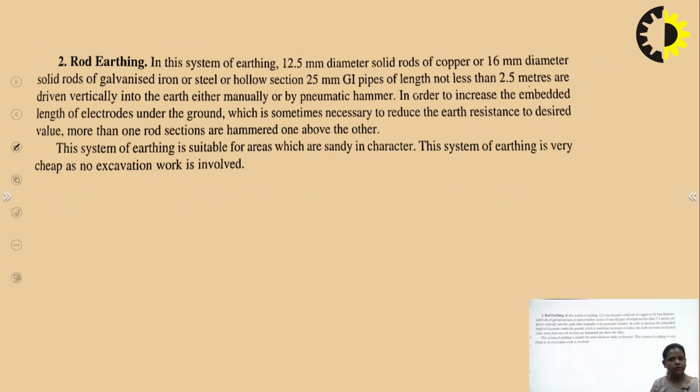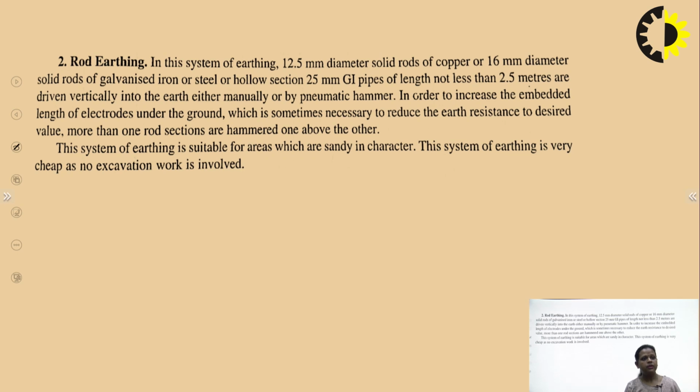Then the second type of earthing is rod earthing, and in this system of earthing, a 12.5 mm diameter solid rod of copper or 16 mm diameter solid rod of galvanized iron or steel, or hollow section 25 mm GI pipes of length not less than 2.5 meters are driven vertically into the earth either manually or by pneumatic hammer. In order to increase the embedded length of electrodes under the ground, which is sometimes necessary to reduce the earth resistance to the desired value, more than one rod section is hammered one above the other.